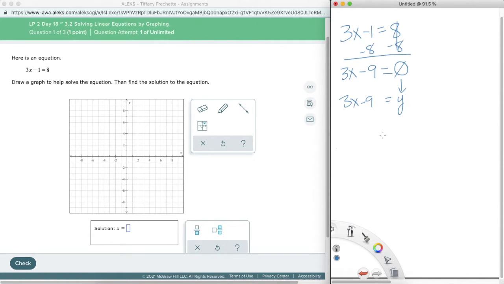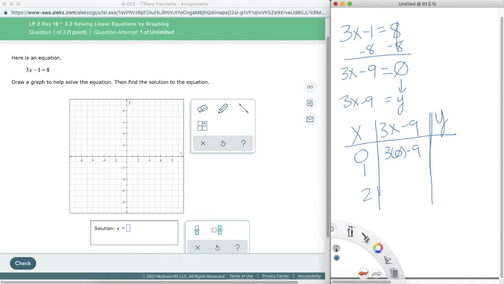So that's why we want to do this, so that I can have a little xy table like this, and I can actually solve this. And 3x minus 9, which is the expression that y equals, will go in the middle there. So now I'm going to choose some values for x, and I'm going to solve. So 3 times 0 minus 9, well, 3 times 0 is going to be 0, because anything times 0 is 0. Minus 9, that's going to be negative 9.